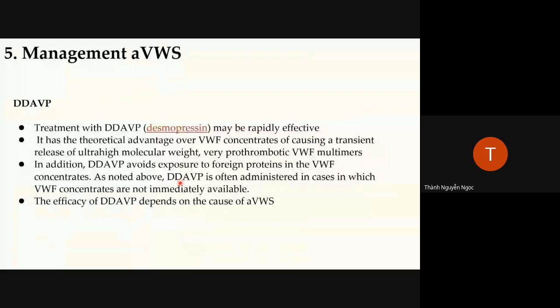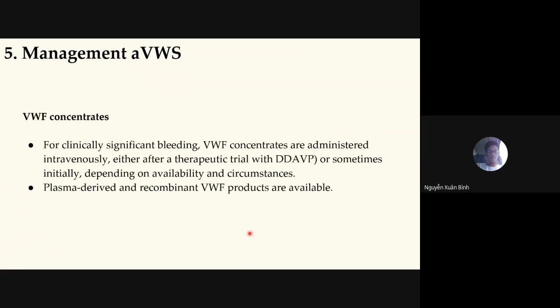And next, let me talk about some information here. In some others, say in acquired von Willebrand syndrome due to MGUS, which have an inhibitory antibody in the blood, the efficacy of DDAVP will be decreased a lot. And von Willebrand factor concentrates for clinically significant bleedings. VWF concentrates are administered intravenously either after a therapeutic trial with DDAVP or sometimes initially, depending on availability and circumstances. Plasma-derived and recombinant VWF products are available.